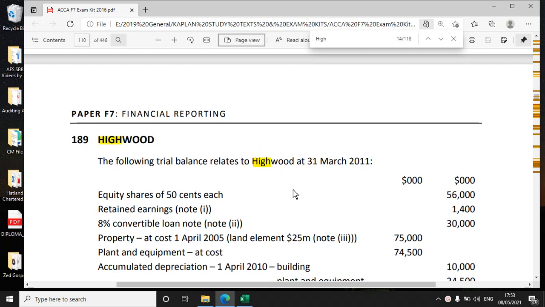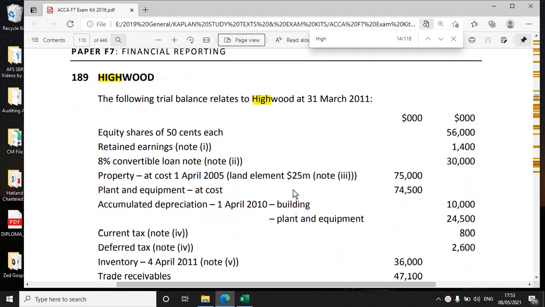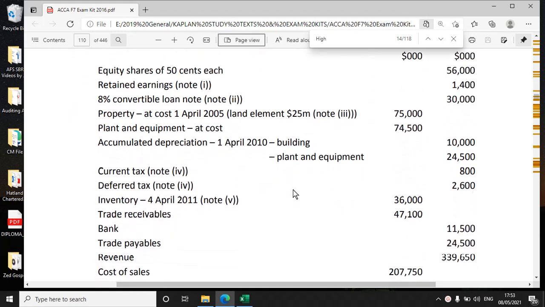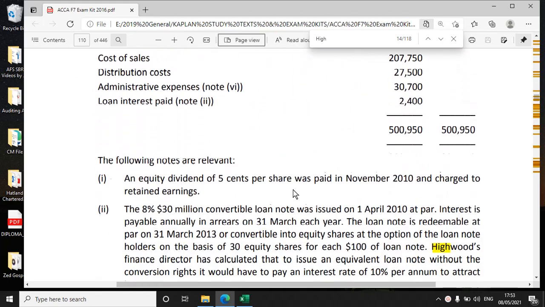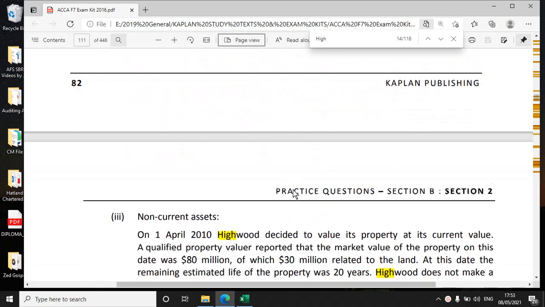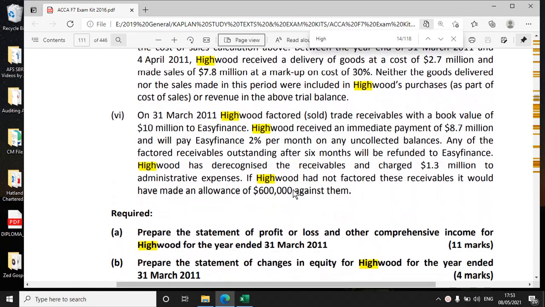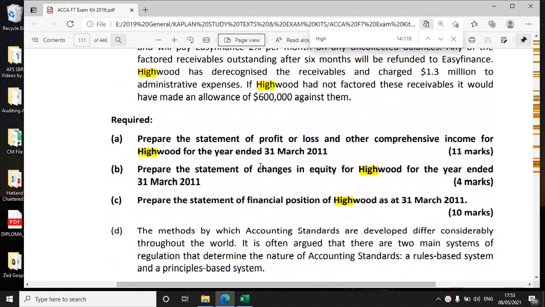I want to look at this question called Highwood, and of course Highwood has got a trial balance, as you can see there. Please make reference to your revision kit that I sent you from Kaplan. The requirements of this question, I would like to focus on A and B and C, of course.